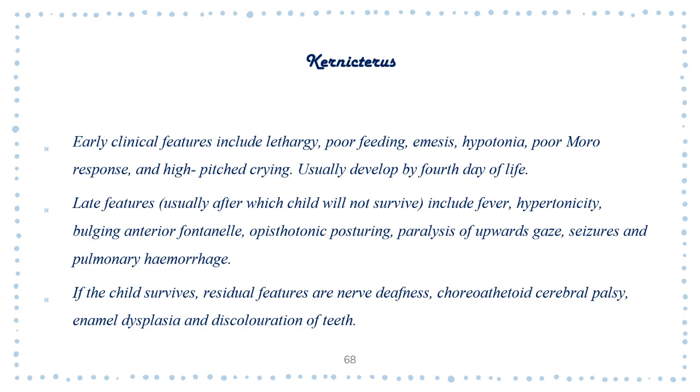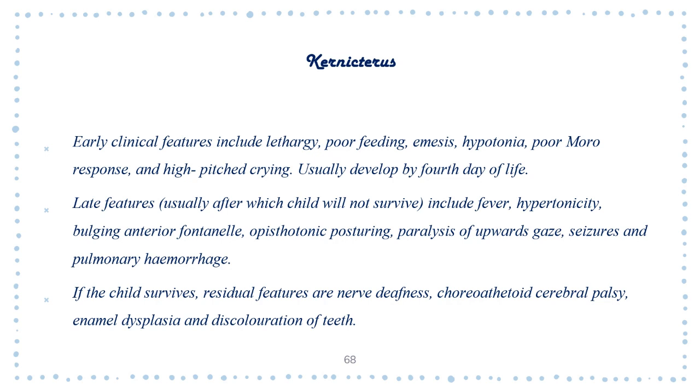Late features, after which usually the child does not survive: they will go into fever, hypertonicity as compared to hypotonia in the earlier stages. Anterior fontanelle will be bulging. The baby will have opisthotonic posturing, which is a very hyperextended back and hyperextended arms and legs, as we saw in the picture earlier. Paralysis of upward gaze, seizures, pulmonary hemorrhage.